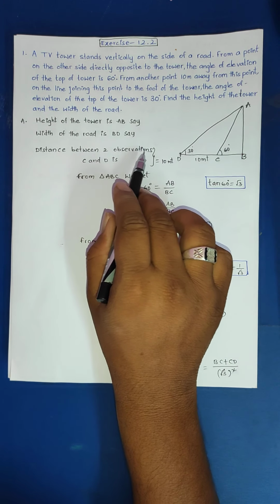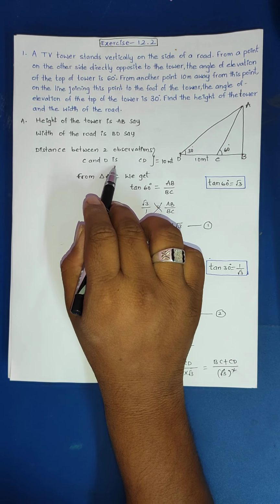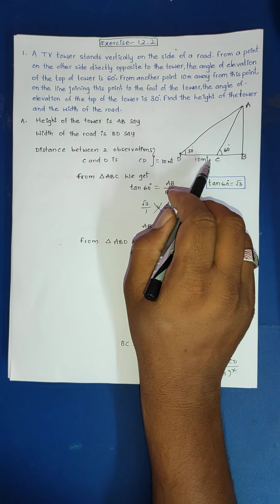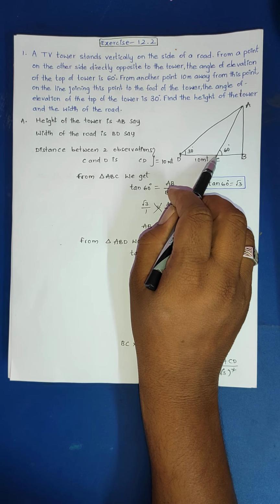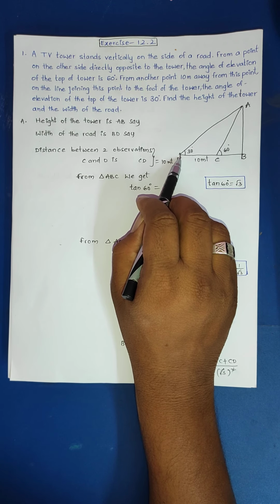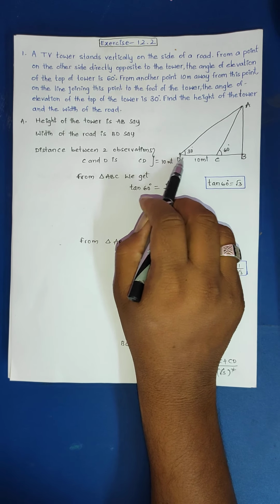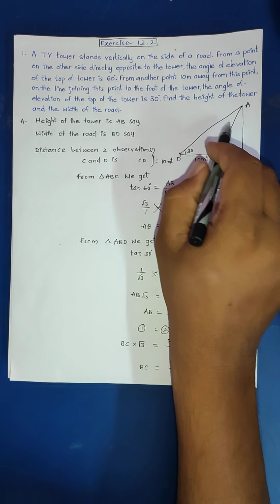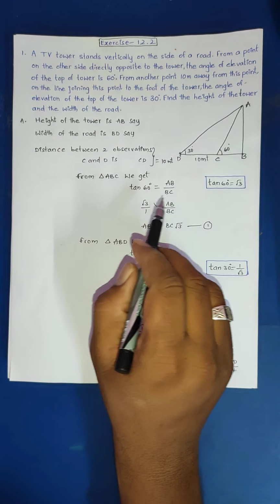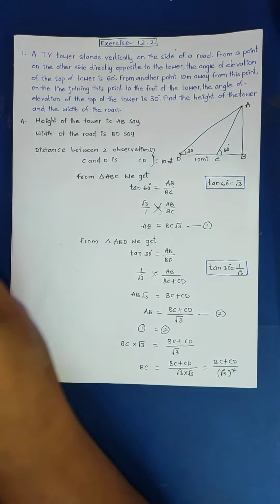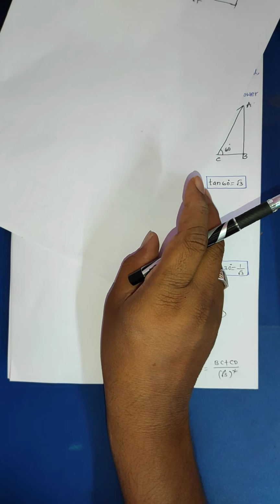The distance between the two observations C and D is CD. C and D. First observation C. From this observation, 10 meters away is the second observation D. The distance between these two observations is 10 meters. Now a right angle triangle is formed. Let us take triangle ABC, only this triangle.